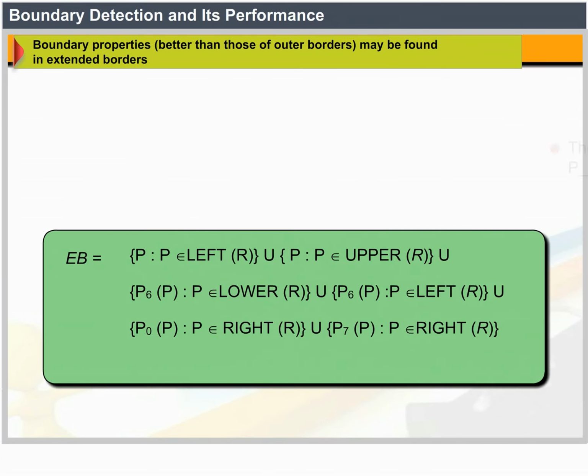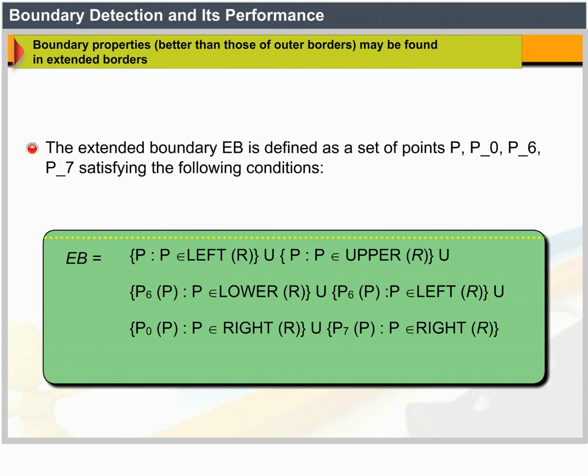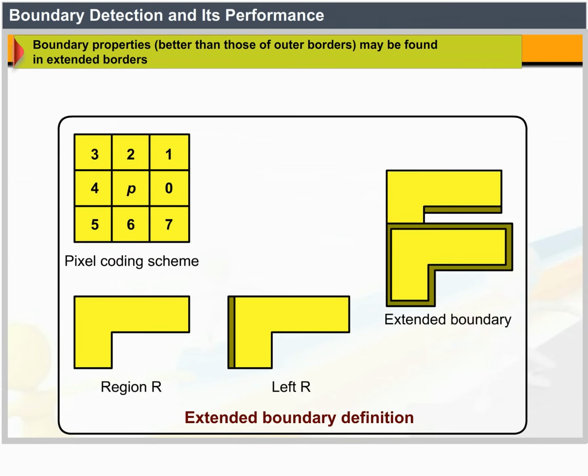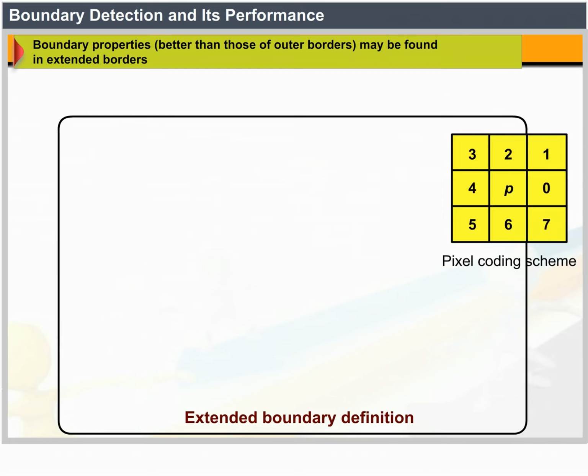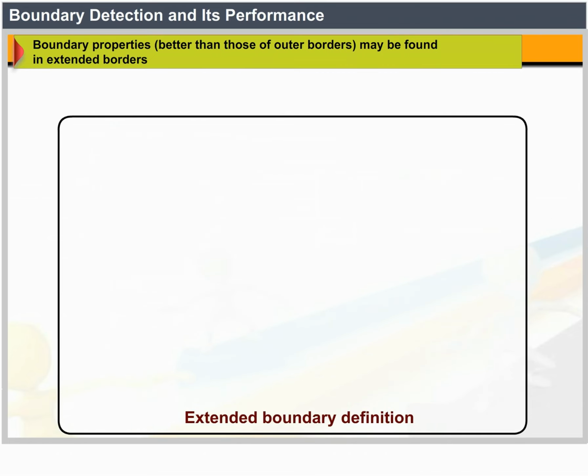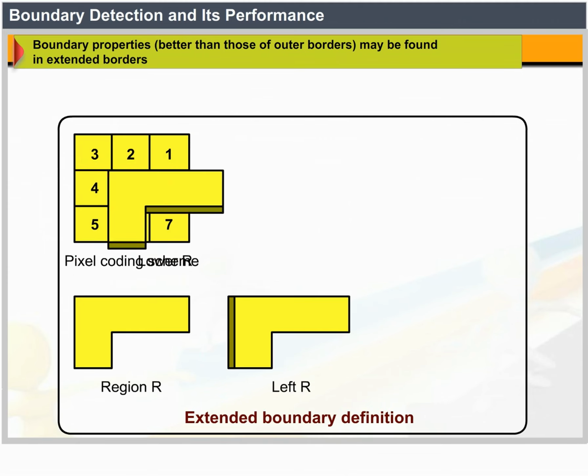The extended boundary EB is defined as a set of points P, P_0, P_6, P_7, satisfying the following conditions seen on the screen. The figure shows the extended boundary definition: A, pixel coding scheme; B, region R; C, left R; D, lower R; E, extended boundary.